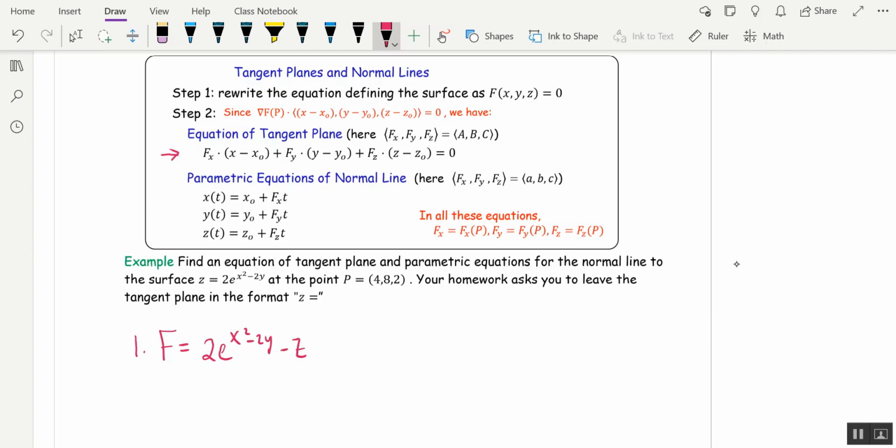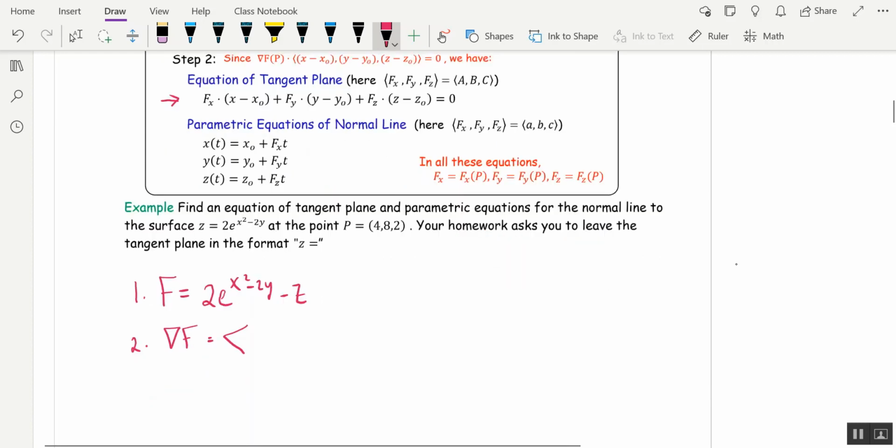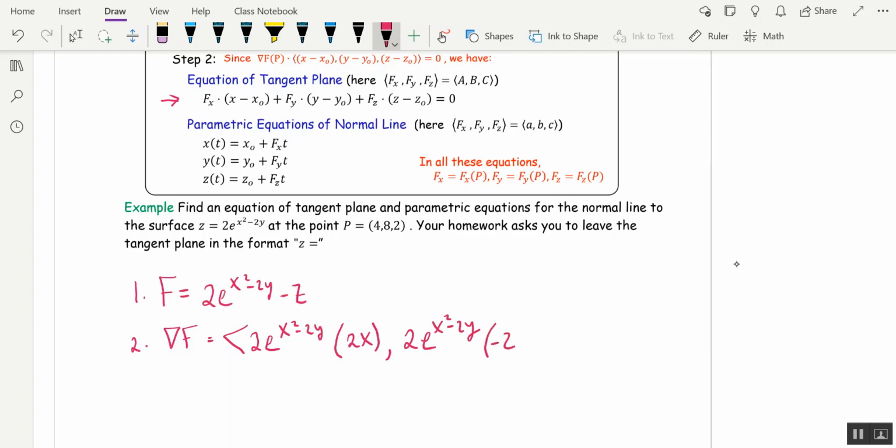Okay, now we're going to need del F. So del F, I want the partial with respect to x of big F, which is 2e to the x squared minus 2y times the derivative of the exponent with respect to x, which is 2x. And then for the partial with respect to y, I've got 2e to the x squared minus 2y times the partial with respect to y, which is -2. And then for the partial of big F with respect to z, I just get -1. So let's clean that up a little. 4x e to the x squared minus 2y, comma, -4 e to the x squared minus 2y, comma, -1.